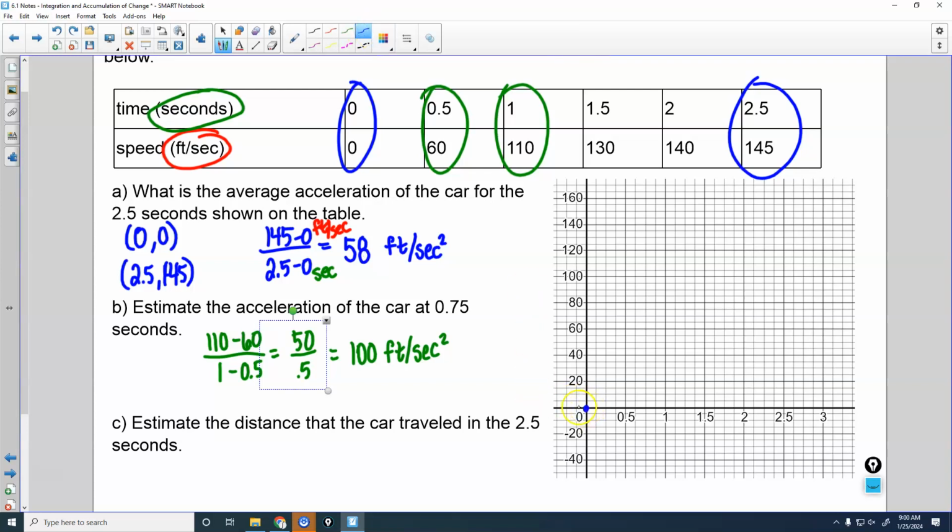We got 0, 0. We got 0.5, 60. We got 110, 1.5, 130, 2, 140, 2.5, 145.